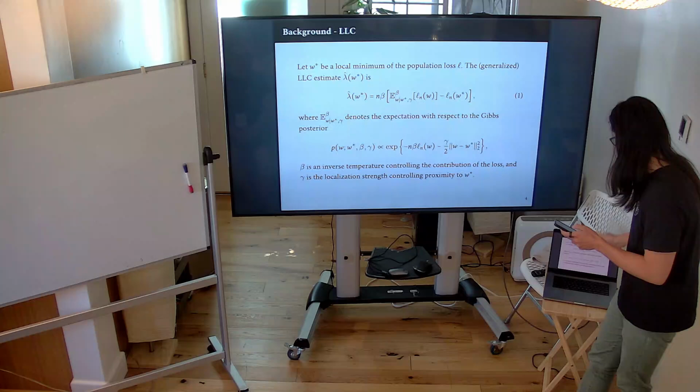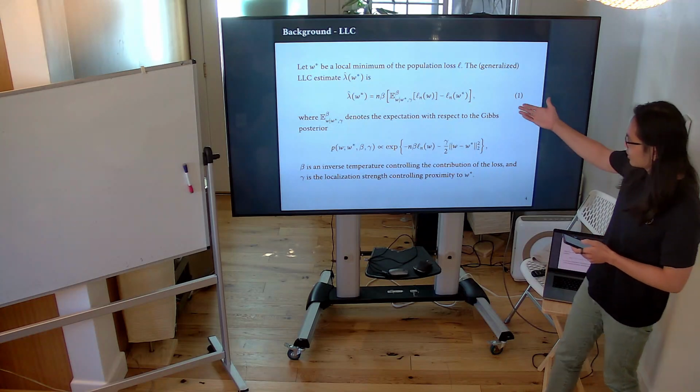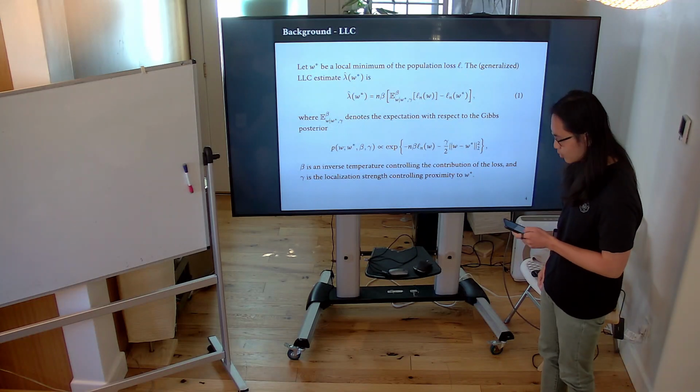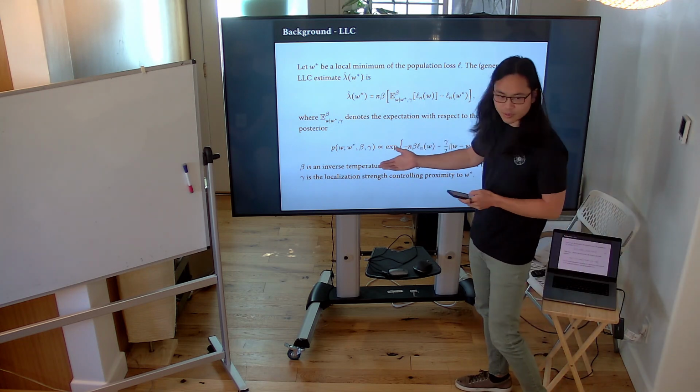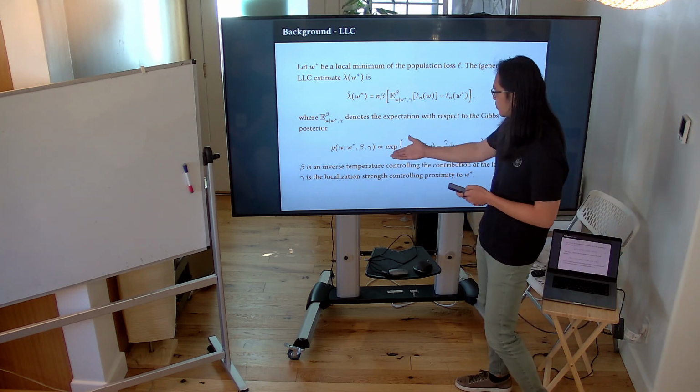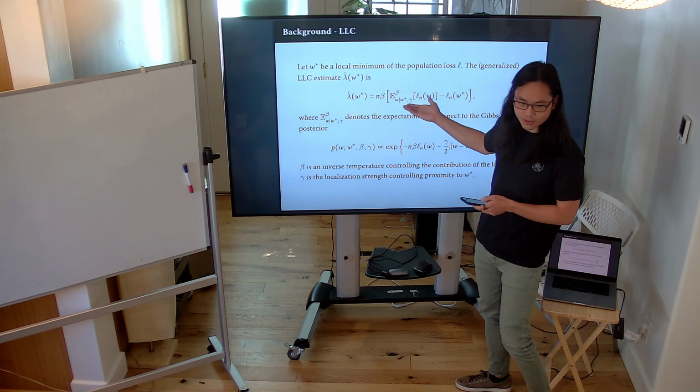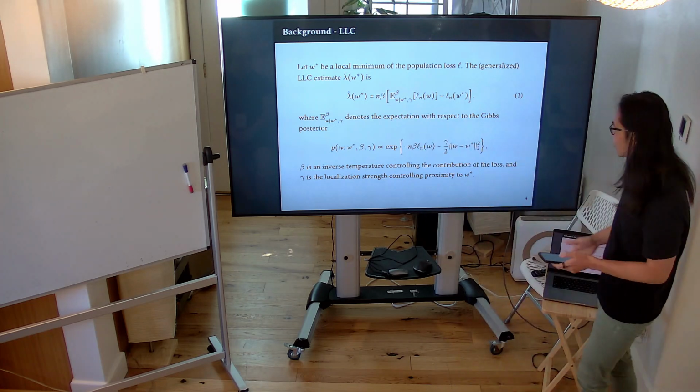or estimate it, rather. These are the actual equations for this, which again I won't go into too much detail on. Basically, we have some posterior, we have some sampling process, we sample from this posterior, take the average loss, and then plug it into this equation, and boom, LLC.